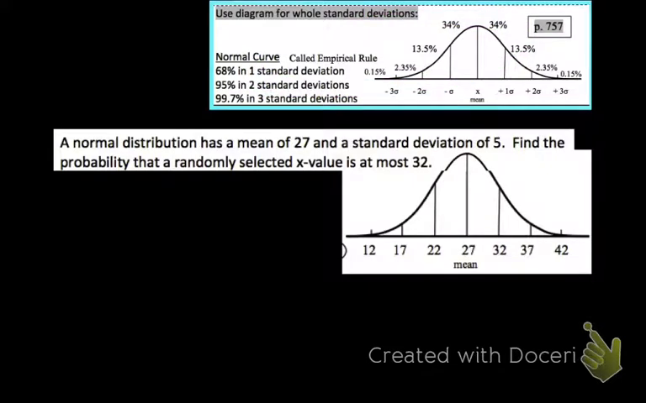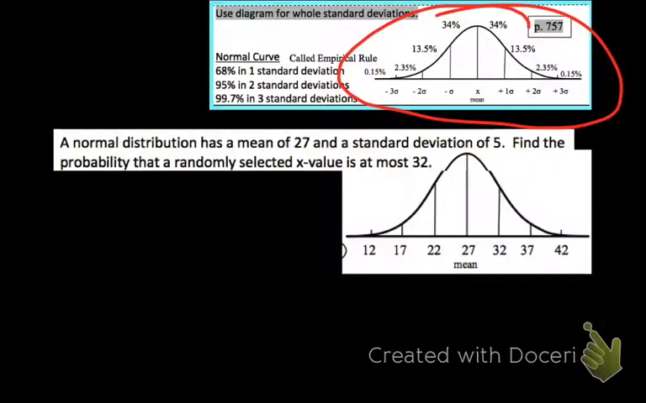So let's look at this problem. A normal distribution has a mean of 27 and a standard deviation of 5. Find the probability that a randomly selected x value is at most 32. So in this problem, there's some important things. The first thing is normal distribution. That tells me that I'm thinking about a normal curve. Okay? Curve that's symmetric, a normal distribution. Pretty much everything we deal with today will be normally distributed. So you won't have to worry too much about that, but it does have meaning.